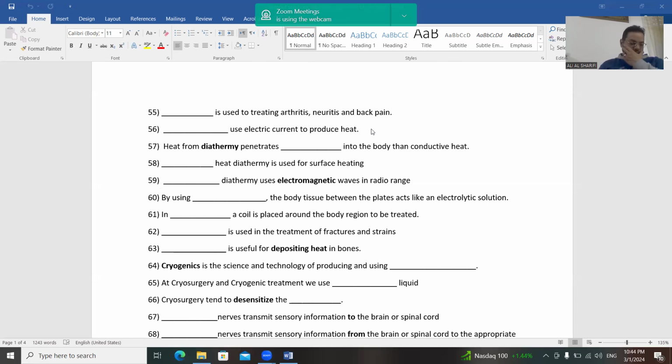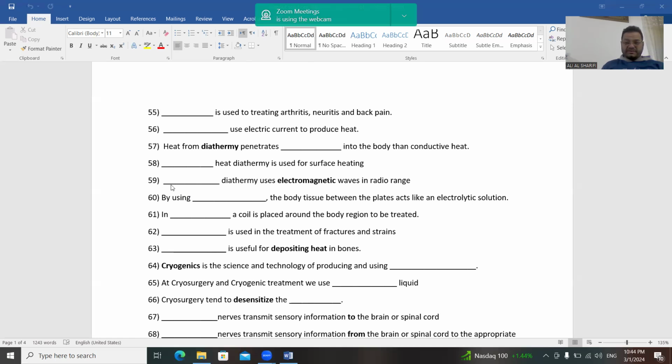It's another treatment kind, but here it focuses on the electric current. Heat from diathermy penetrates what? Heat diathermy is used for surface heating. Here, diathermy uses electromagnetic waves. Which one uses electromagnetic waves?